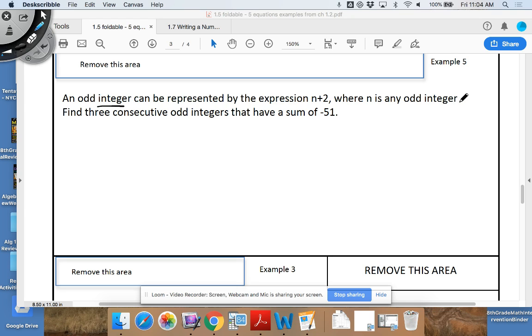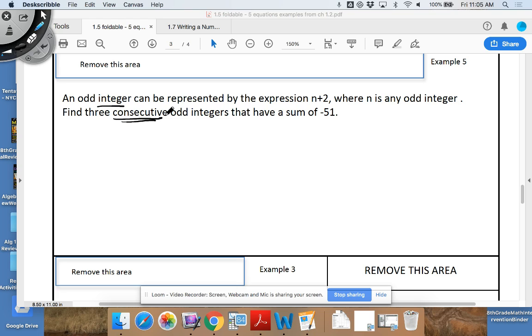This sounds like the kind of wording that they would use on a worksheet or a STAAR test. The other one sounds like how Miss Merle would write it. This sounds like how the state of Texas would write it. Find 3 consecutive odd integers. So I'm going to take a timeout.